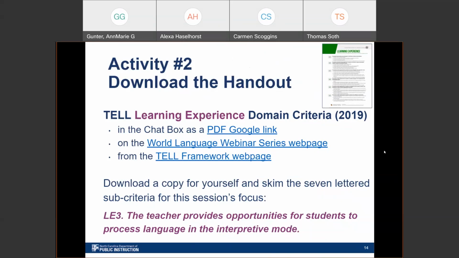All right, I hope you've had a chance to pull the TELX Learning Experience domain document up so you can look at that and clearly see everything that's in LE3. There are a lot of statements for LE3, but we'll be going over them one by one as well.